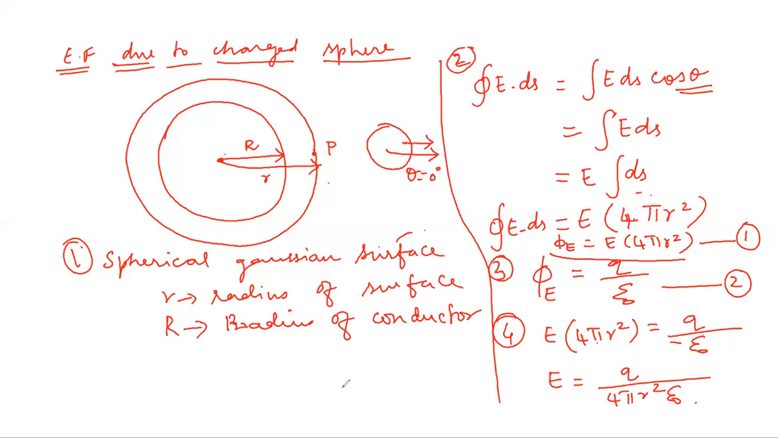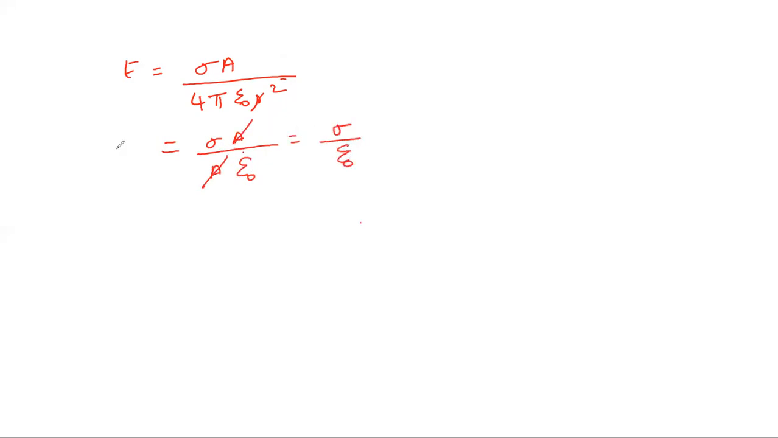Here also you can ask, ma'am, it is a sphere, so the charges will be distributed everywhere. So how can we use Q? Here also, instead of Q, you have to write sigma. I'll write it on the next page for you. So E will be equal to sigma A by 4 pi epsilon naught r square. Here again, what is 4 pi r square? It is nothing but surface area. So it will be sigma A by A into epsilon naught. A and A get cancelled, and you will be left with sigma by epsilon naught.